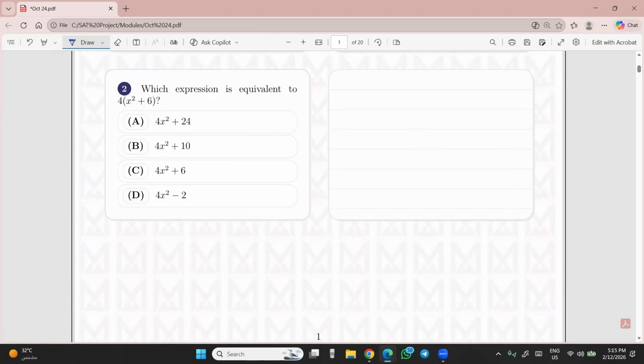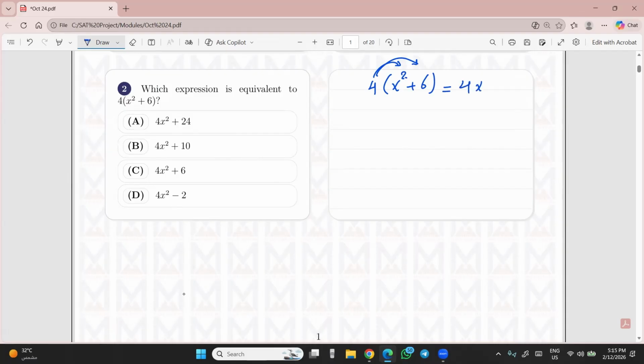Question number 2, which expression is equivalent to this? Here we have a number 4 outside the parentheses. So here we have nothing between this 4 and this pair of parentheses, so we need to multiply. Whenever you have something like this, a product of this number with the sum of x squared plus 6, we multiply the 4 inside this pair of parentheses. So 4 times x squared is 4x squared. Plus, we also multiply 4 by 6 to get 24, which gives us the answer, letter A.